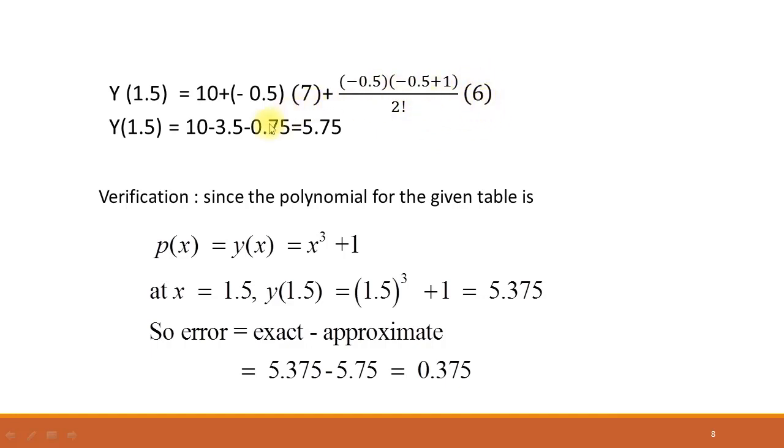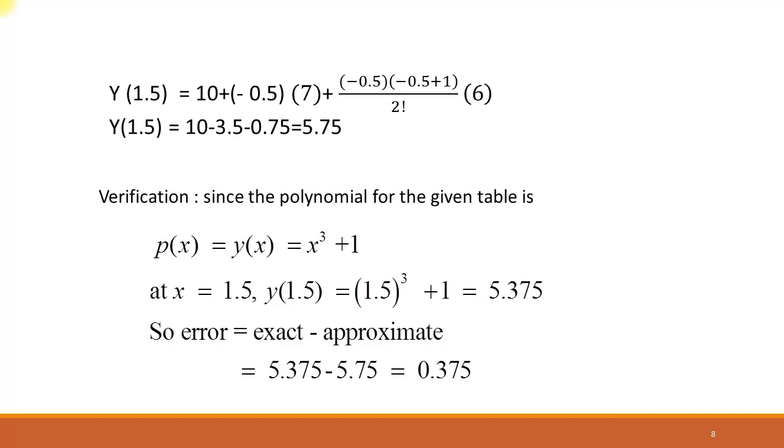So after simplification we get the value of y at x equal to 1.5 is equal to 10 minus 3.5 minus 0.75, and after simplification we get 5.75. Now how can we verify this result?